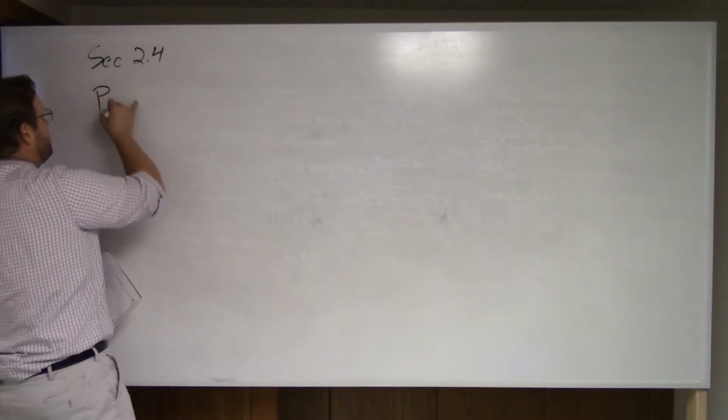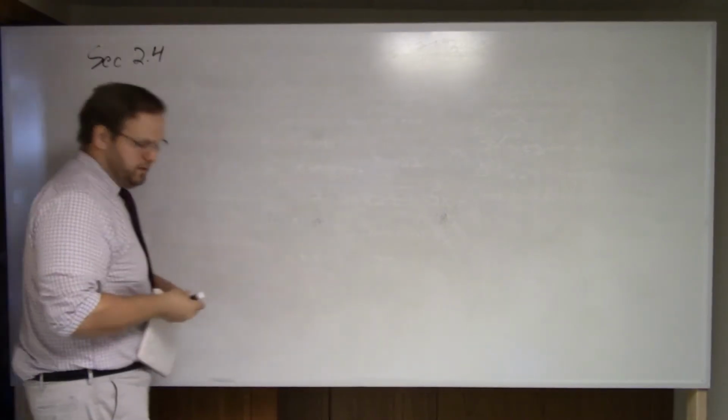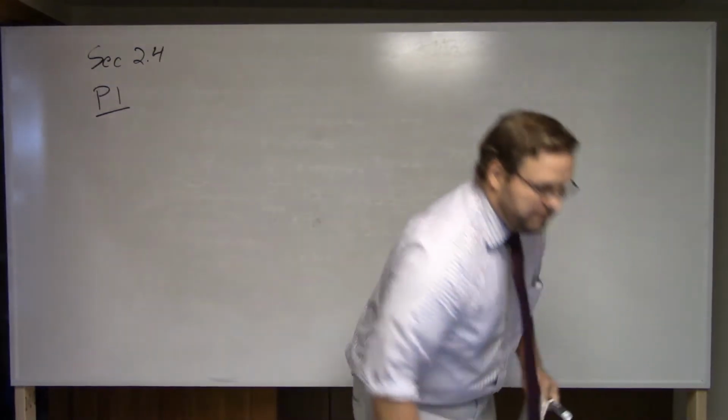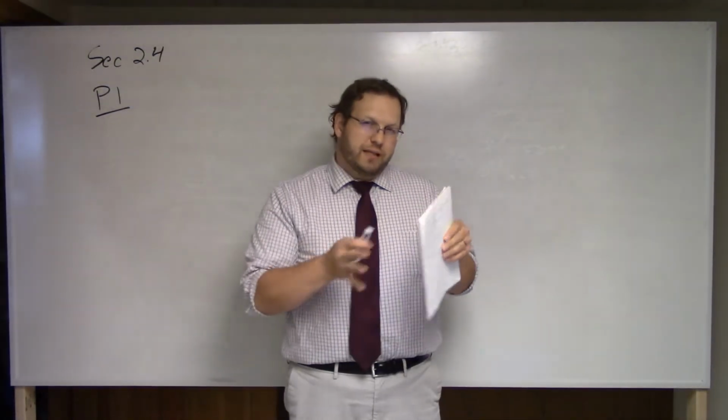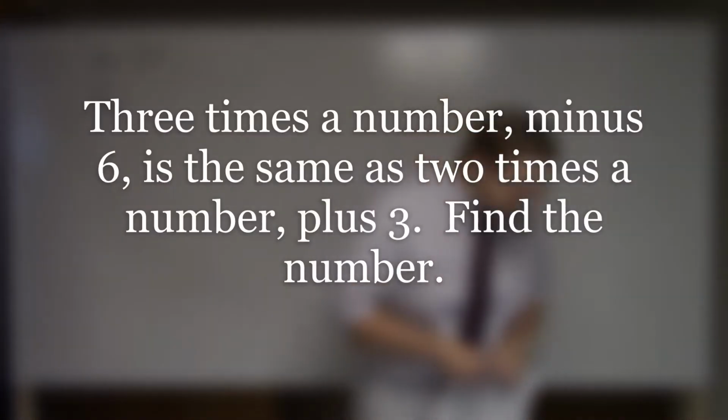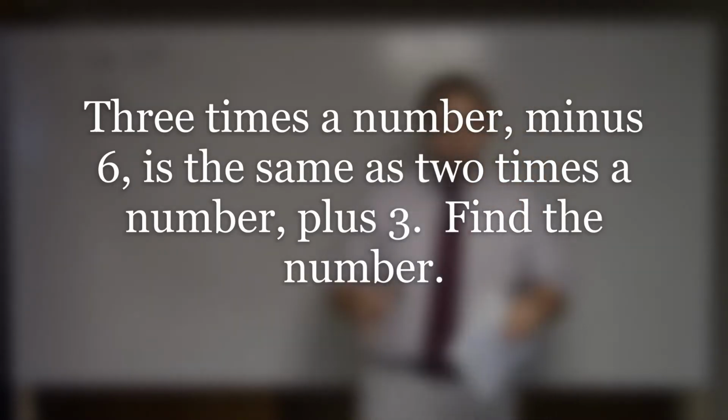I'm going to do practice 1. Practice 1 is found on page 107. Okay, and again, it will have a practice 1 like a little green box next to it. Practice 1 says, 3 times a number minus 6 is the same as 2 times a number plus 3. Find the number. Got it?